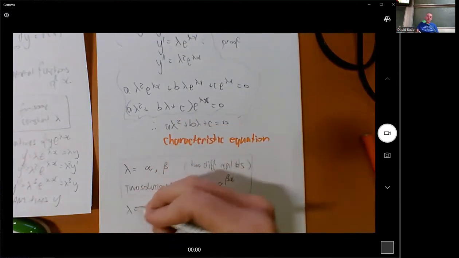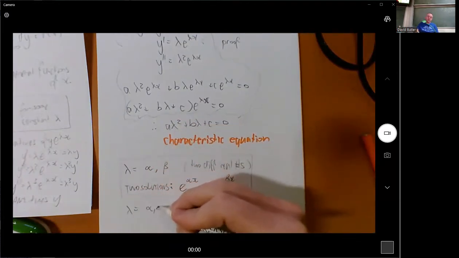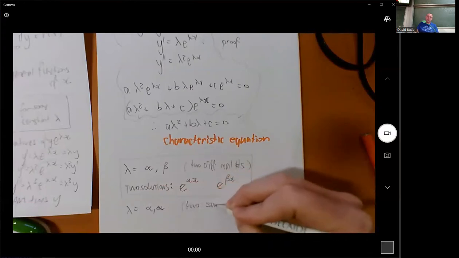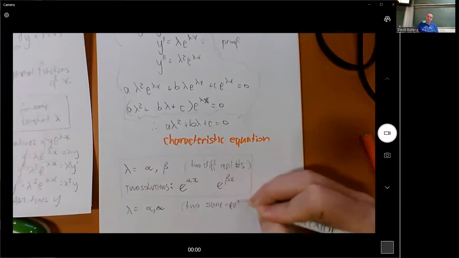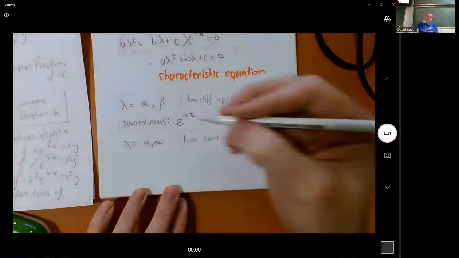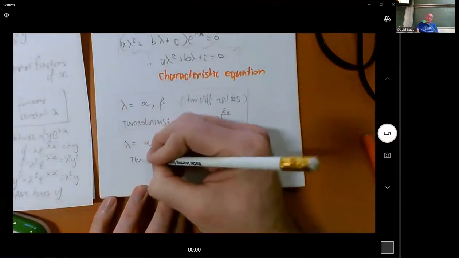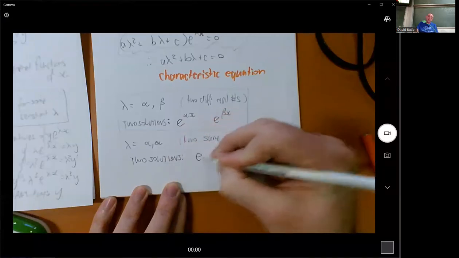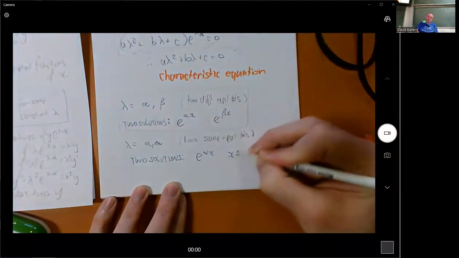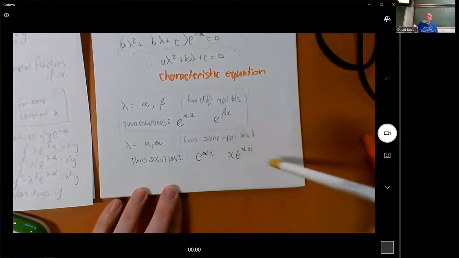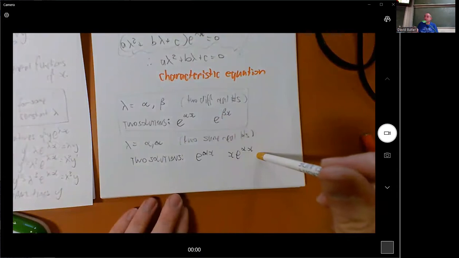Or you'll get lambda is 2 of the same real numbers. And you'll get these 2 solutions to the original differential equation, e to the alpha x and x e to the alpha x. And this was your specific question. Why do we do that?